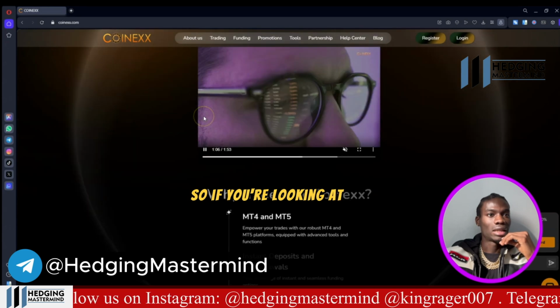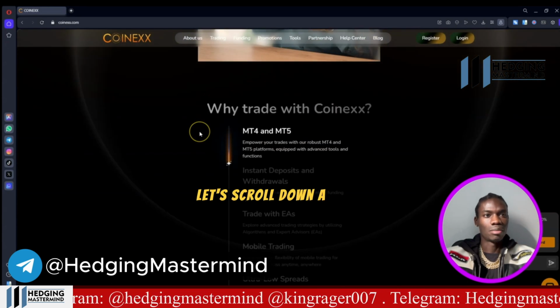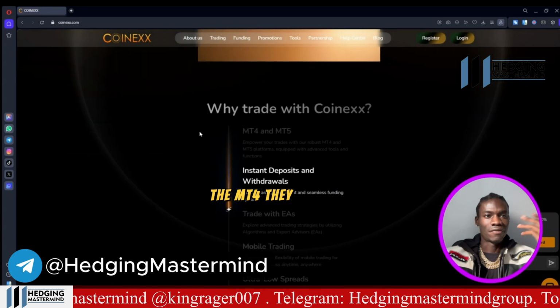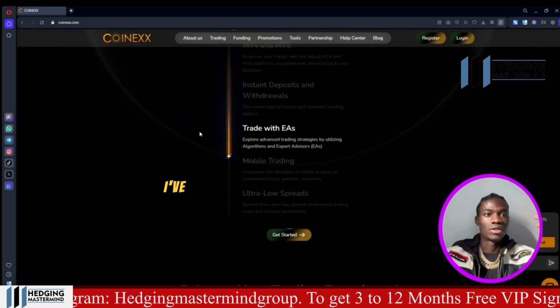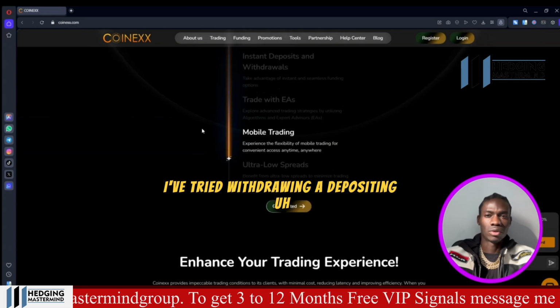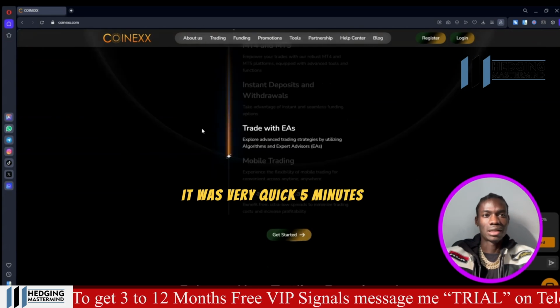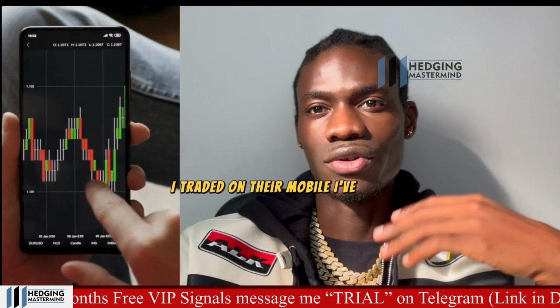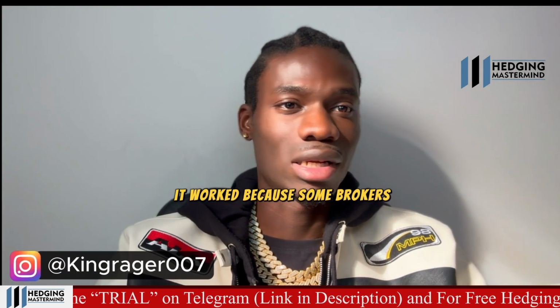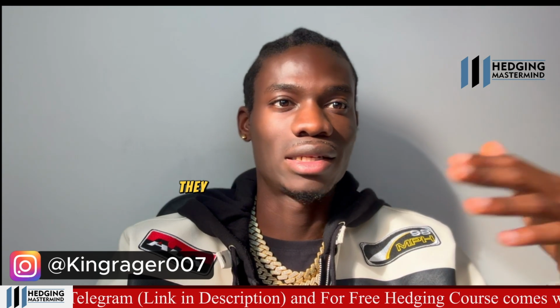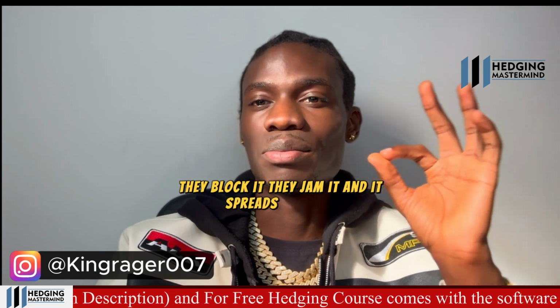So if you're looking at this, let's scroll down a bit. They have MT4, they have MT5. I know some brokers only have MT4, some only have MT5. I've tried withdrawing and depositing. It was very quick, 5 minutes. I've traded on their mobile. I've used my software on it. As you can see in the video, it worked, because some brokers don't let you use those kinds of software. They block it, they jam it, and the spreads were low.